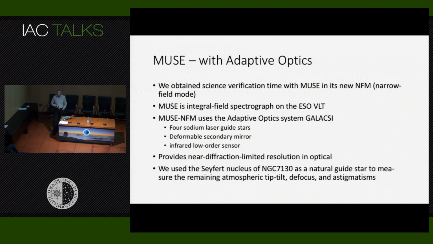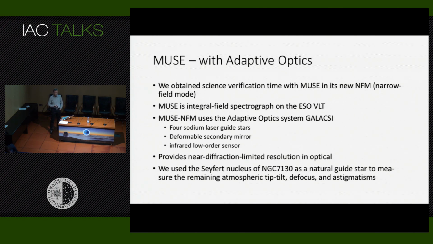MUSE-NFM uses an adaptive optics system called GALACSI, which consists of 4 sodium laser guide stars, a deformable secondary mirror, and an infrared low order sensor, and that provides near diffraction limited resolution in the optical. It's a spatial resolution. So we used the Seyfert nucleus of the galaxy as a natural guide star to measure any remaining atmospheric tip tilt, defocus, and astigmatisms.